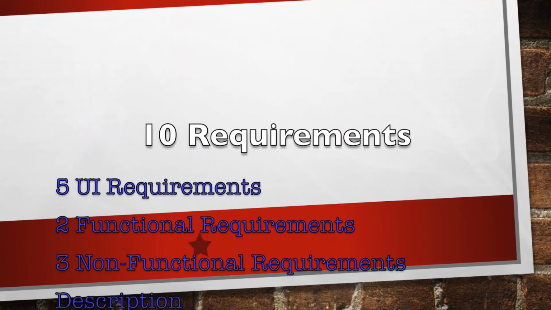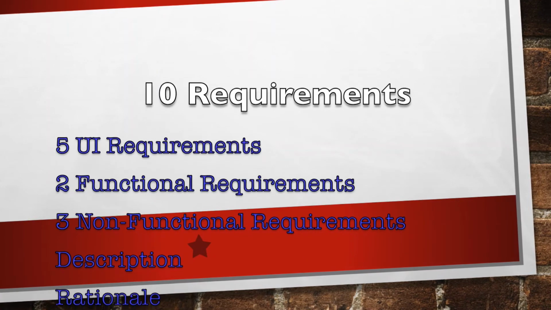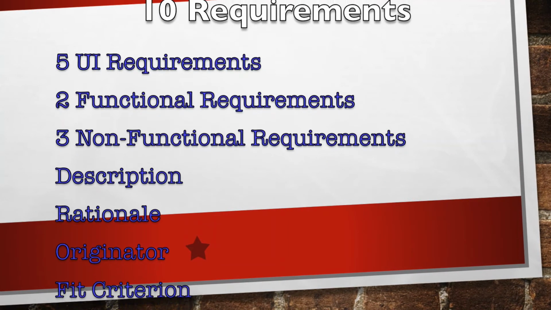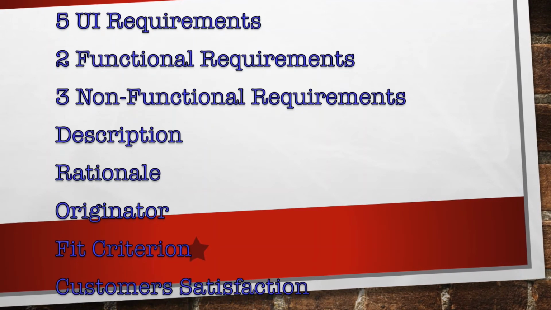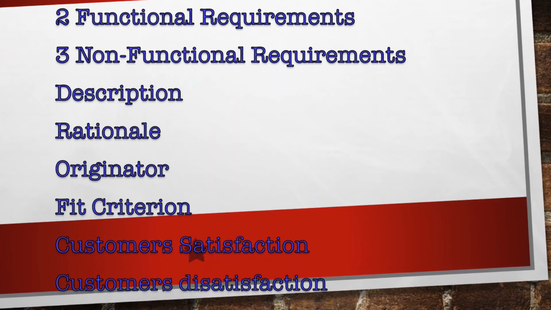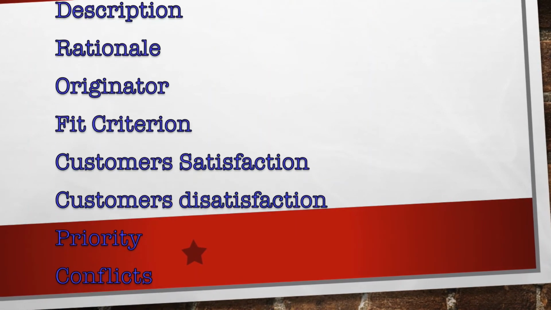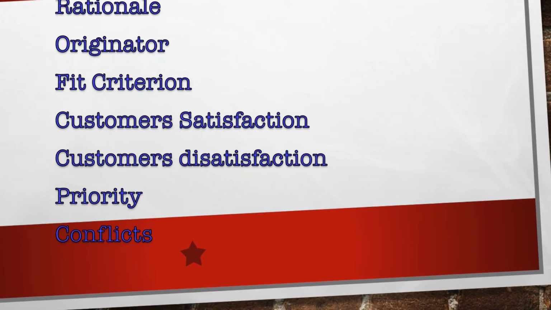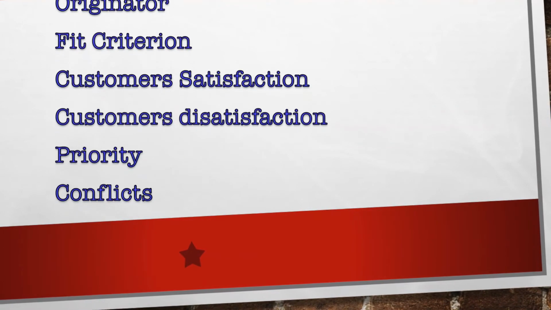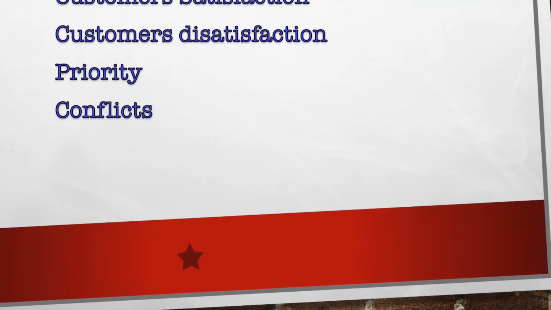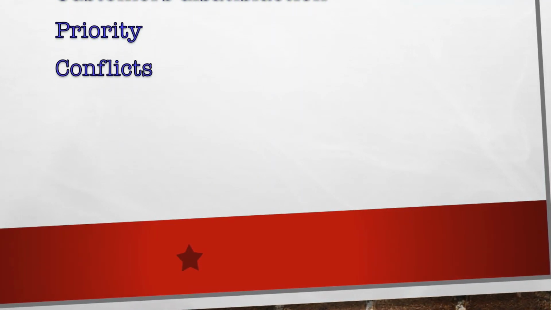In a requirement, the description gives a one-sentence statement of the intention of the requirement. Rationale gives a justification of the requirement. Originator is the person who raised this requirement. Fit criterion is a measurement of the requirement such that it is possible to test if the solution matches the original requirement. Satisfaction and customer dissatisfaction is rated from 0 to 5. Priority is the rating of the customer's value. Conflicts are other requirements that cannot be implemented if this one is. Now I'm going to tell all the requirements.